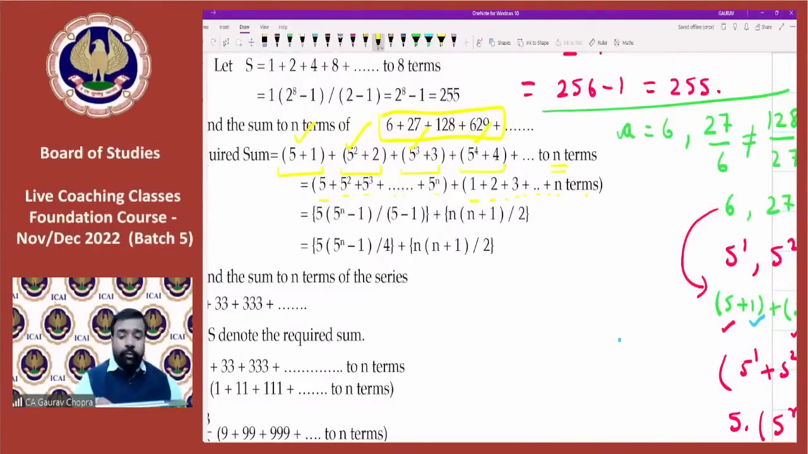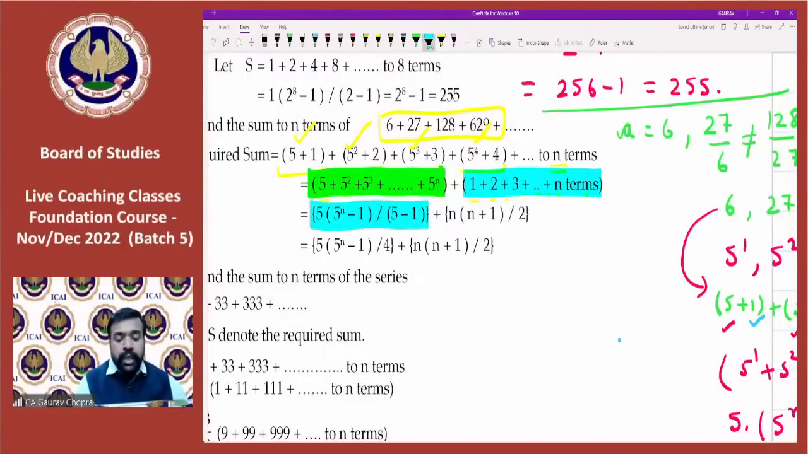The first segment is becoming a GP, whereas the second segment is becoming an AP. In the first portion we applied the GP formula and in the second portion we applied the AP formula, and then got the final result. All right.